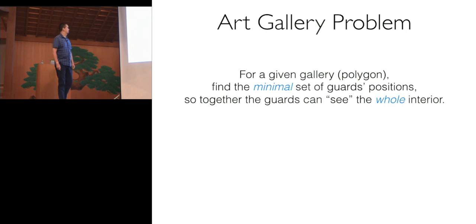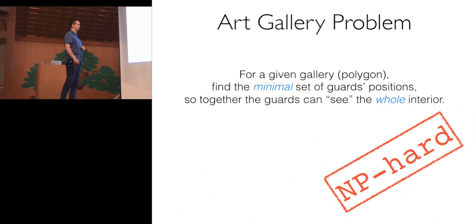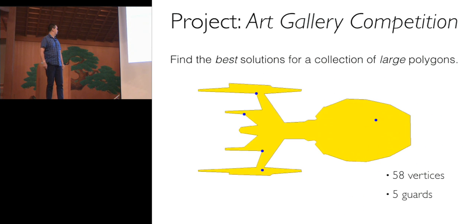Generalizing, the question is, for a given gallery, represented as a polygon, how many guards in the most optimal case do we need, and where should we put them so they can see the entire interior? And you can recognize an optimization problem here. And as with most interesting optimization problems, this one is NP-hard, which makes it so great for the competition. So let's just try different heuristics, different approaches, and see which of them works well for specific classes of galleries or polygons, such as the Enterprise.